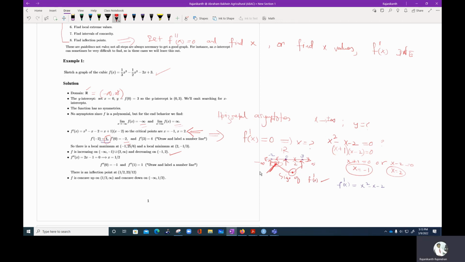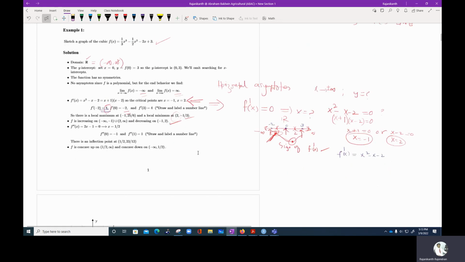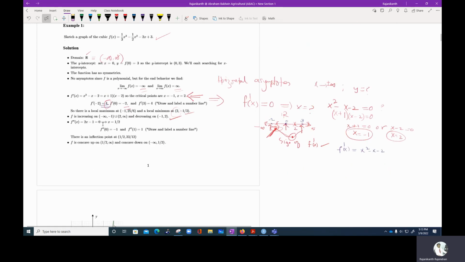Then plug 2 into the function and you will find the corresponding y value. This is the function value, and this is the corresponding x value. These are all things we learned in previous sections. Why don't you go and look at them to get a better understanding of finding increasing, decreasing, local max and local min. Now let's move on to find the concavity.